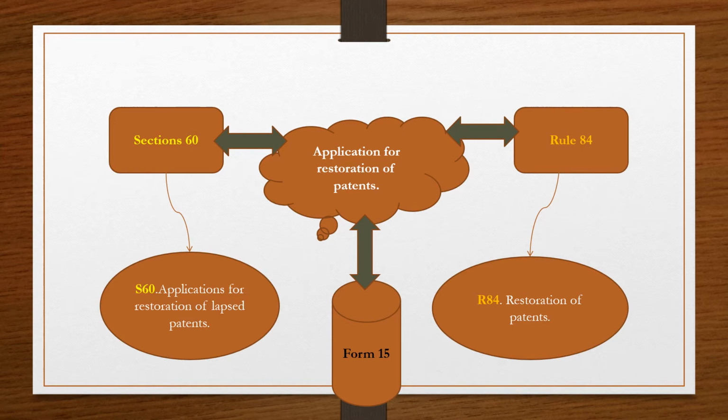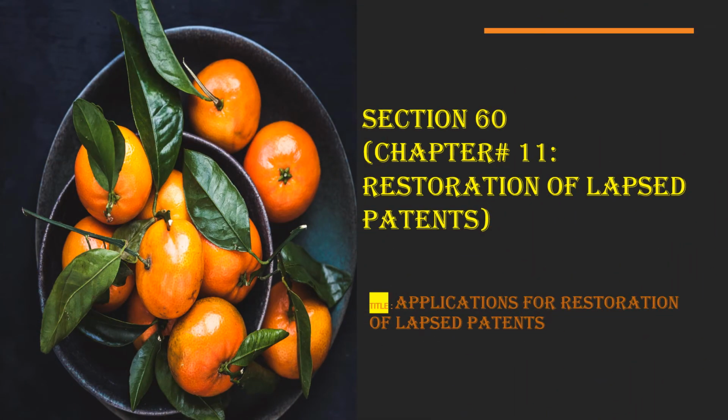Let us proceed to the next. Today's section is section number 60, and this comes from chapter 11, and the title for chapter 11 is Restoration of Lapsed Patents. The title for section 60 is Applications for Restoration of Lapsed Patents. So the keyword here is restoration. Let us have a detailed study on this.